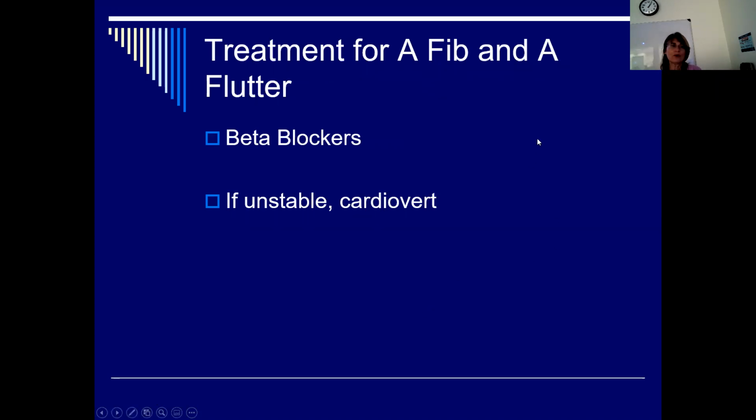So how do you slow down this chaotic rhythm? With beta blockers again. So we talked about using beta blockers to slow down a fast tachycardia. And it would slow down a fast atrial fibrillation also. So the beta blocker drugs that we talked about, we mentioned propranolol.